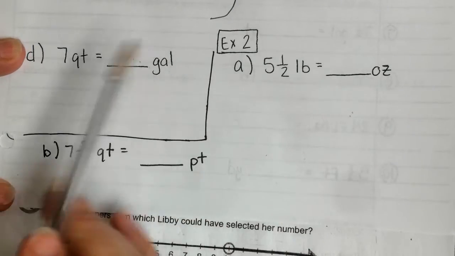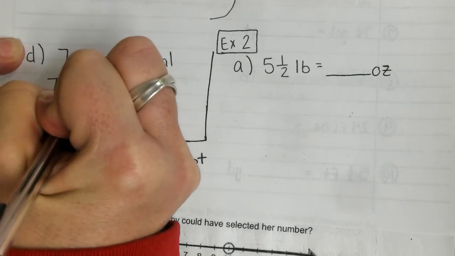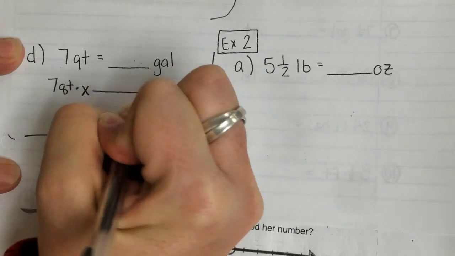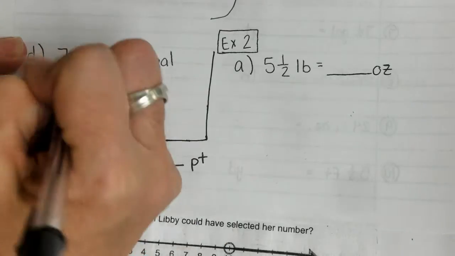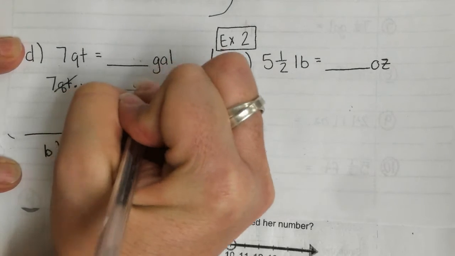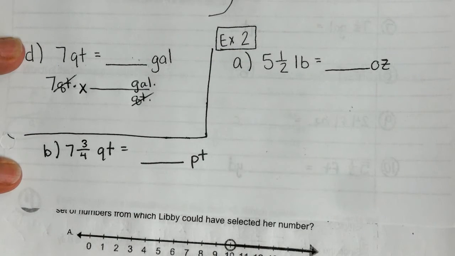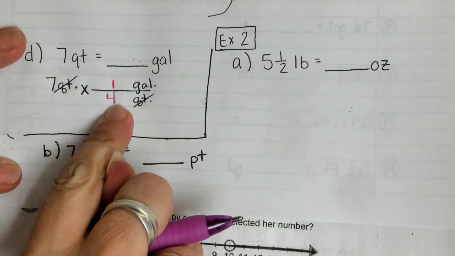Okay. Now, here we go. 7 quarts. We're going to put 7 quarts on top, times, and quarts has to go on bottom because it's got to be 1 on the top, 1 on the bottom, so we can simplify them. Put the gallon on top. Now, gallons to quarts is what? 1 gallon to 4 quarts. Okay. So I filled this in from my chart on the wall.